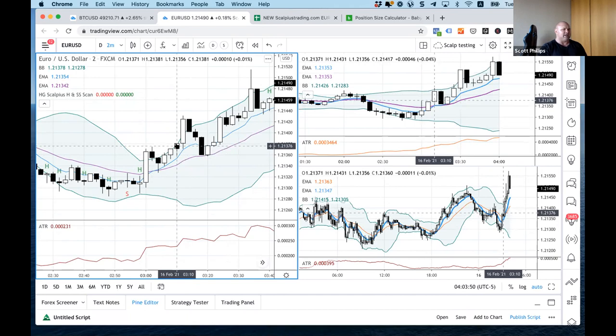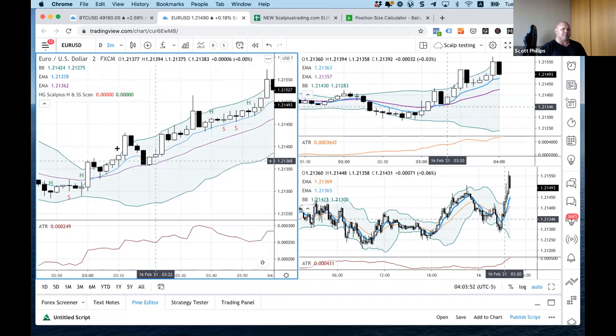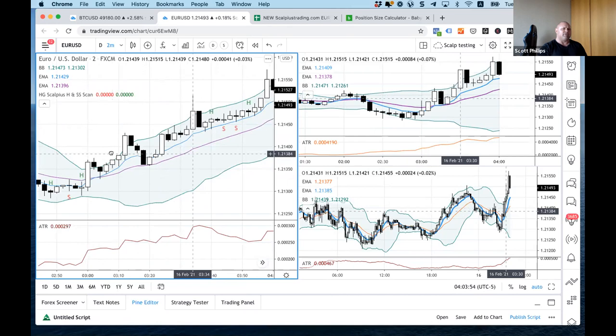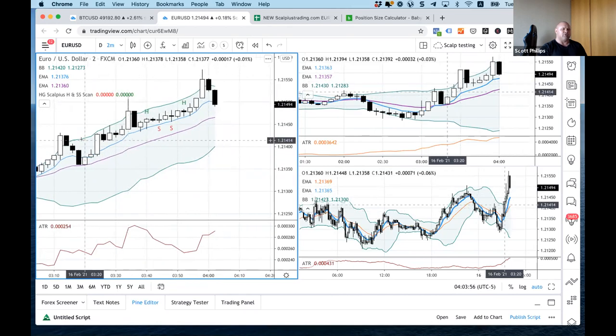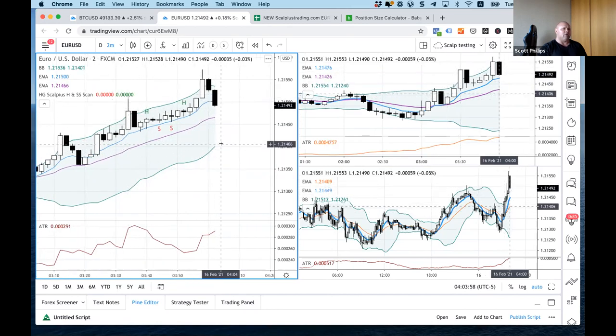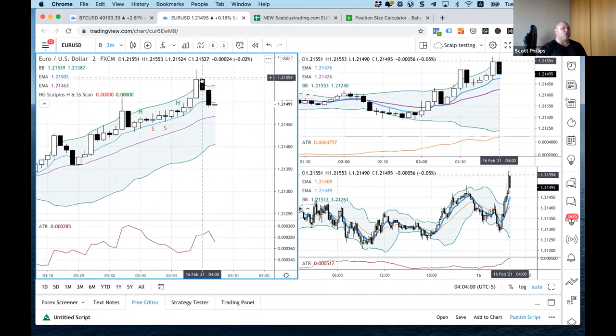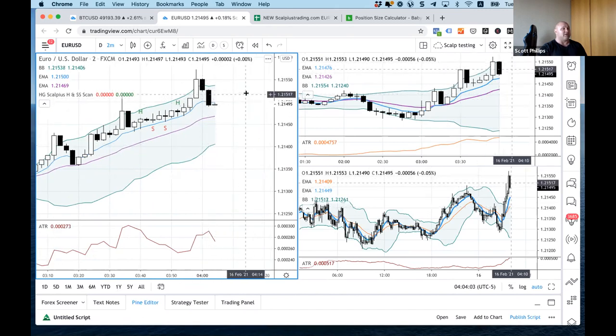We start trending here. What stops us trending? One of 3 things. 2 of them are irrelevant here. A lower Bollinger touch is going to stop us trending, or 20 bars without making a new high is going to stop us trending. So we're still trending up.